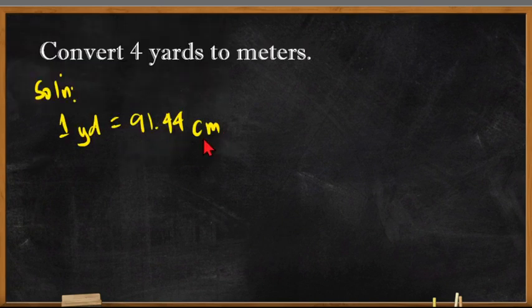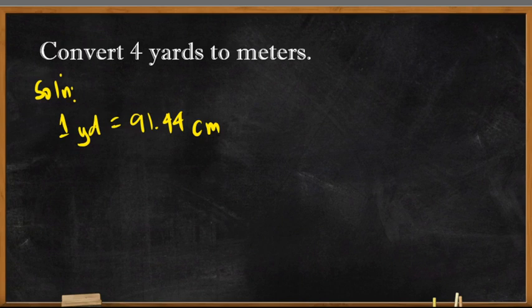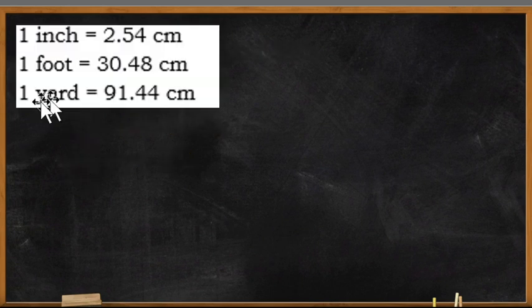Then we know also from the metric system that 100 centimeter is equal to 1 meter. What we are trying to accomplish now is to have our yards converted into meters. There is no direct equivalency, no direct relation for yard to meters. But we are given with the English system, the inch, the foot, and the yard, and they're equivalent to centimeter. So what we're going to do is first convert the given English unit into centimeter, and from the centimeter, we will convert that to meters, or to whatever metric units we are required to convert to.